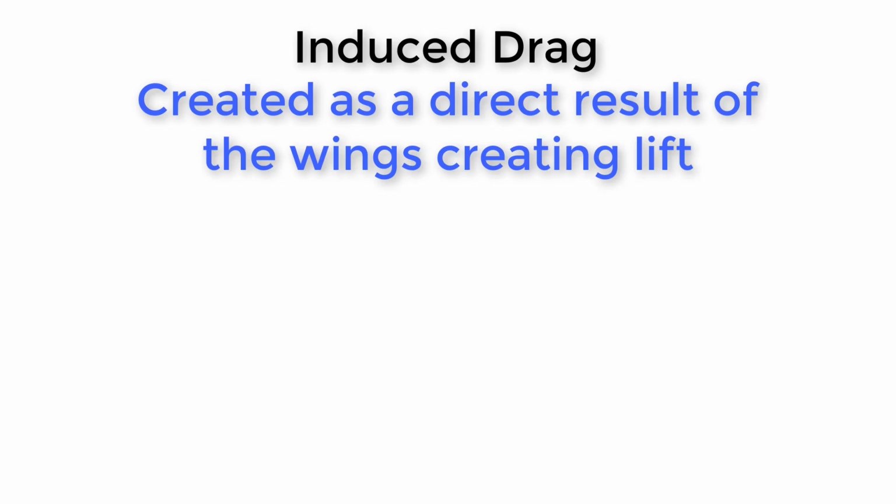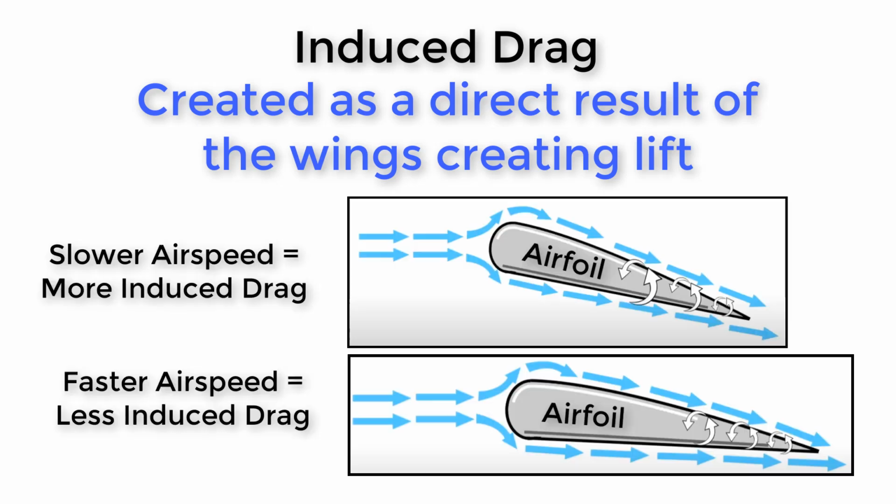This is drag created as a direct result of lift. This one's a little bit hard to understand, but basically as our airspeed increases, as we're getting faster, the wings become more efficient. They become more efficient at producing lift and cause less induced drag. And this will make more sense later on.